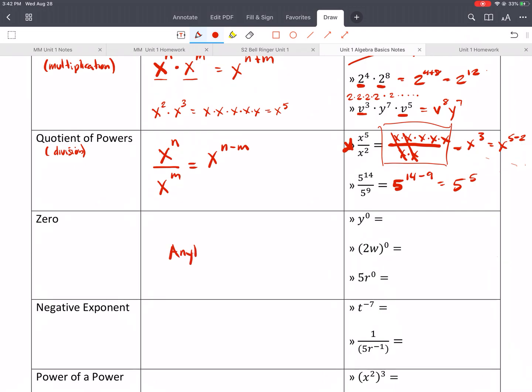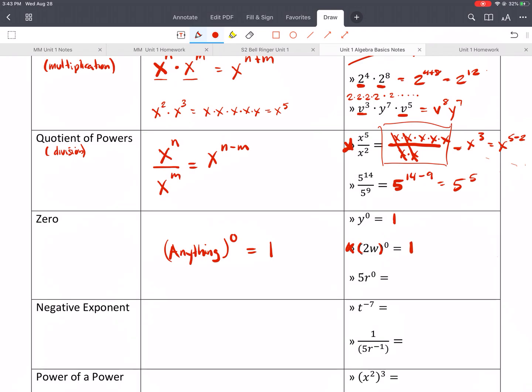Any number or any variable to the 0 power is always 1, no matter what. Okay? So, for example, y to the 0, well, that's 1. What about this one? We put it in a parenthesis, 2w to the 0, it's also 1.